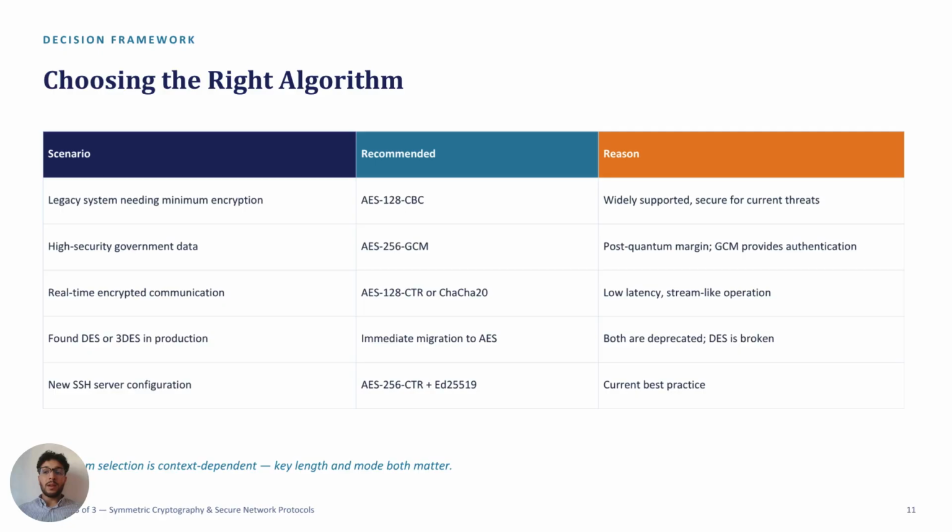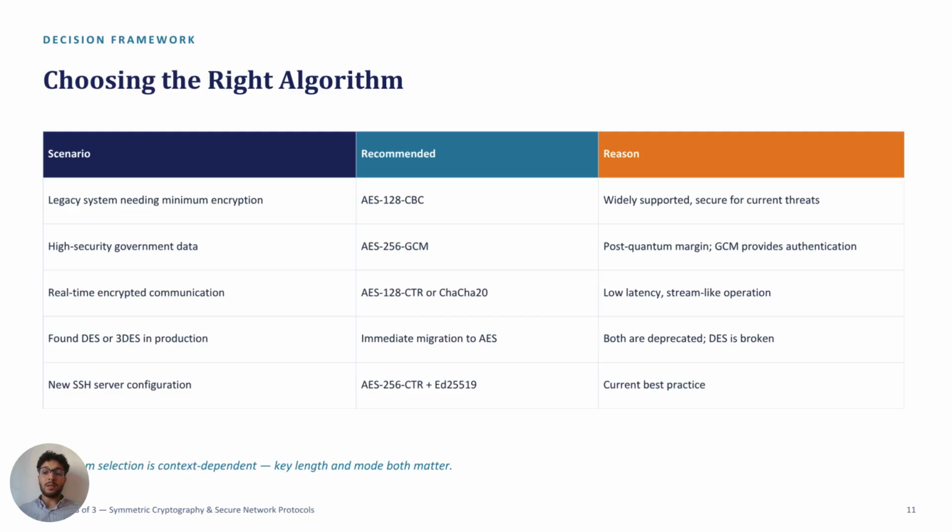When do you use which algorithm? The decision depends on three factors: what hardware and software you control, what your threat model is, and whether you need to maintain compatibility with older systems. AES-256 GCM is best practice. It provides both confidentiality and integrity in one operation.